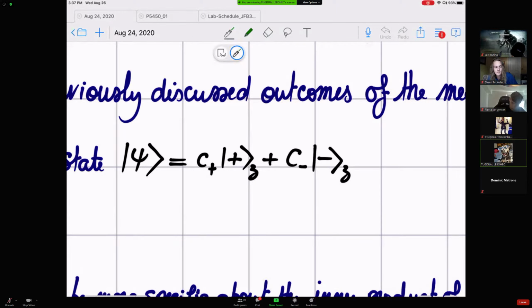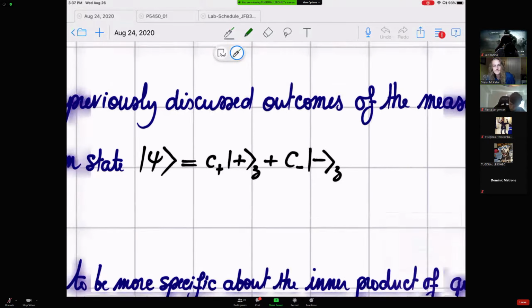In this specific case, I just give it a name, which is psi. So I will not have the freedom of replacing the psi by a plus sub z, as you were suggesting, because then it would just imply that c minus is equal to 0 and c plus is equal to 1. That makes sense. Okay.